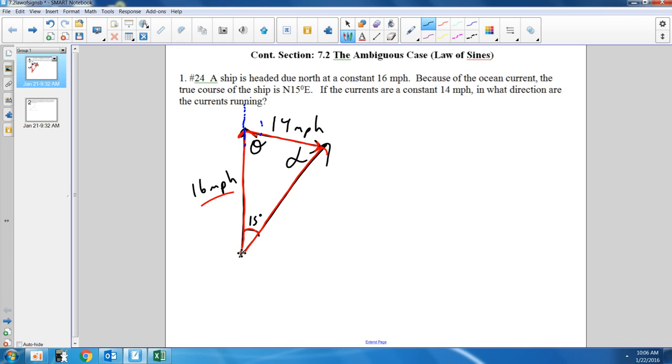So at this point, what we're doing is we're looking to see what's given and what I can find. You're looking for the pairs, angles and opposite sides. 15 degrees goes with 14 miles per hour. 16 miles per hour goes with alpha. Eventually, I can get my theta. All right, so first I have to find my alpha, then I can get my theta. Sine alpha, I put my unknown first, over 16 equals the sine of 15 over 14.